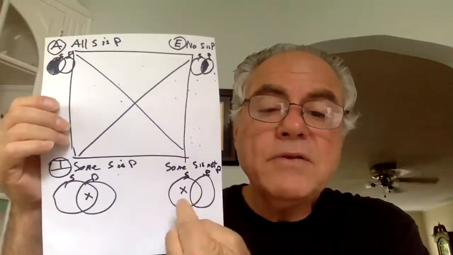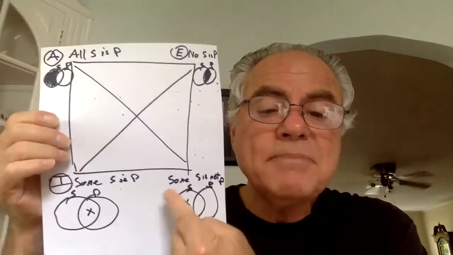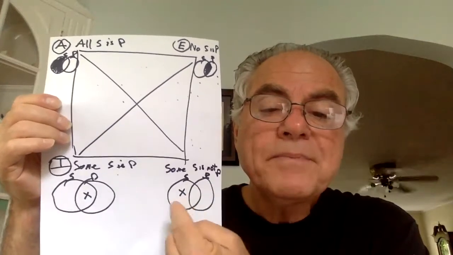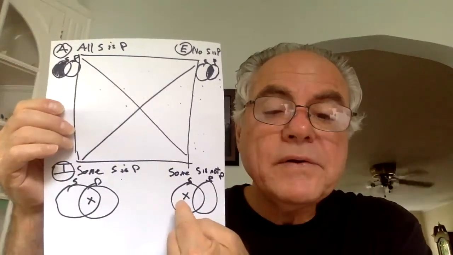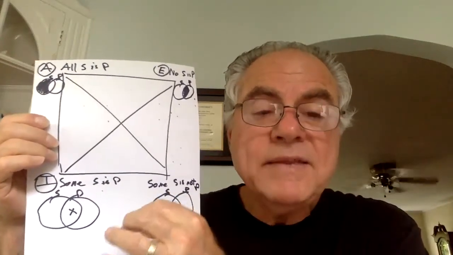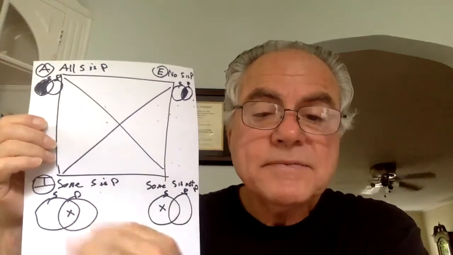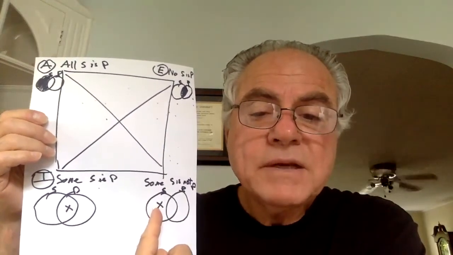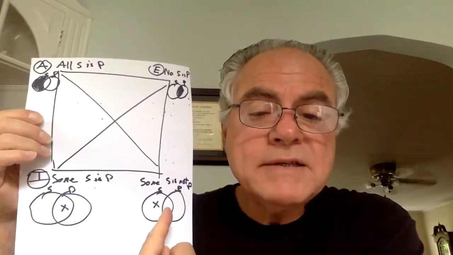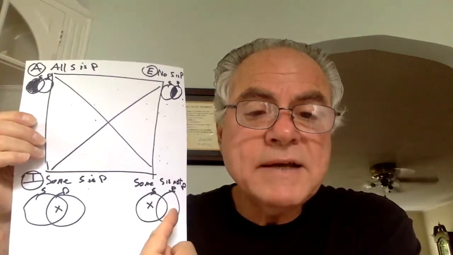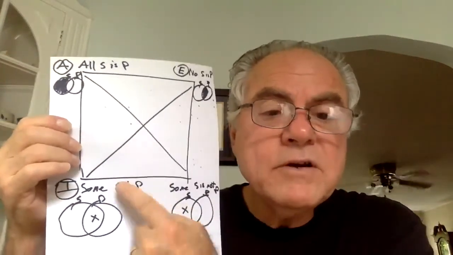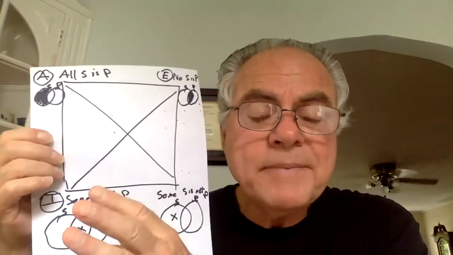And then the O proposition, some S is not P, some politicians are not liars, or some clouds are not cirrus clouds. If I say some S is not P, you put the X in the S's that are non-Ps, right there. Because those are the S's there, those are the S's that are non-Ps. These are the S's that are Ps, and these are the Ps that are non-S's. So you have to put the X right there.